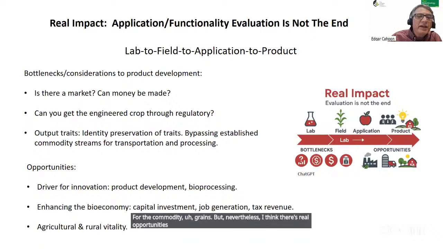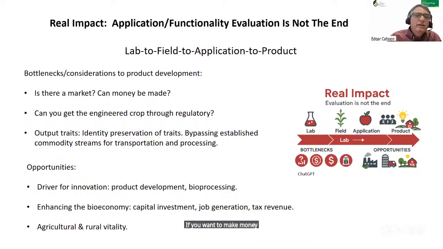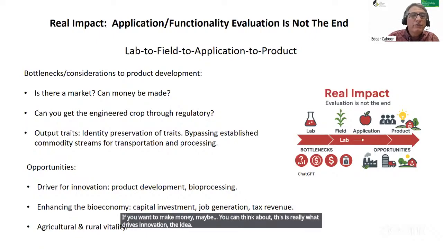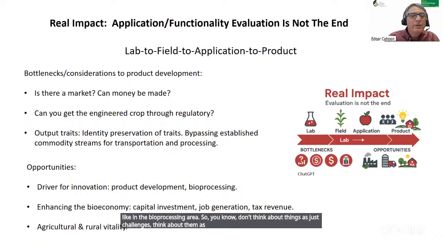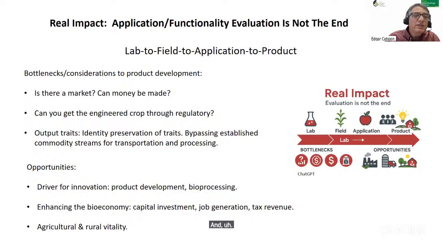And if you're an innovative person, if you want to make money, maybe you can think about this, this is really what drives innovation, the idea of bioproduct development. And also there's technology that has to be developed along to support this, like in the bioprocessing area. So, don't think about things as just challenges, think about them as opportunities. And if you can do this, you will enhance the bioeconomy of your region, of your country, of the world.